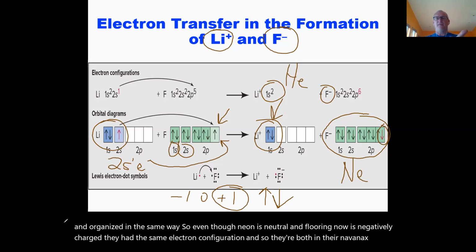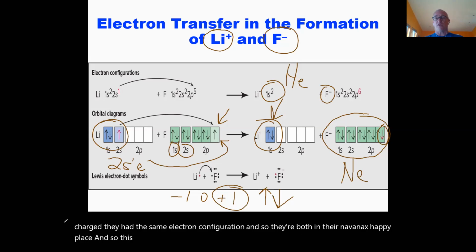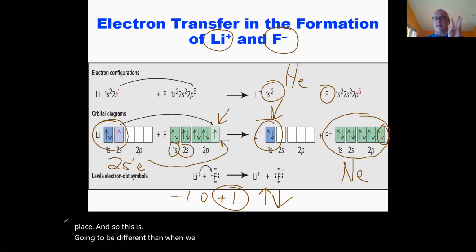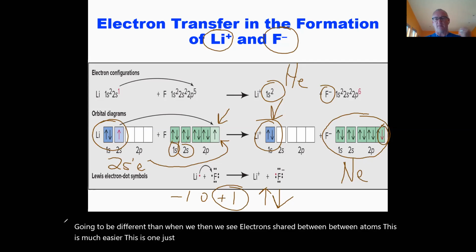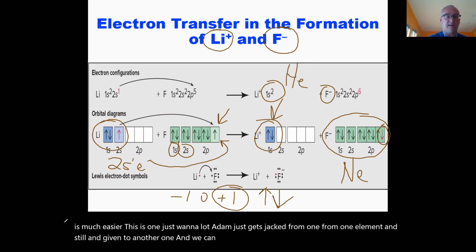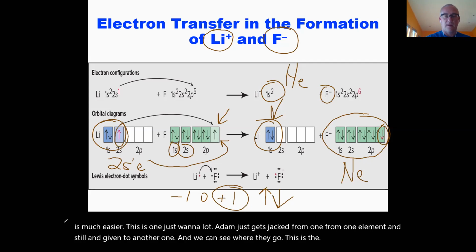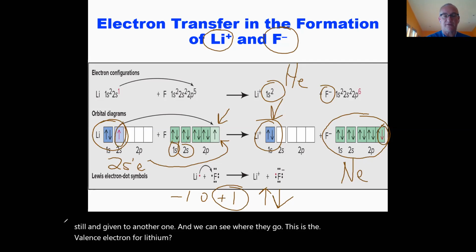And so this is going to be different than when we see electrons shared between atoms. This is much easier. This is one atom just gets jacked from one element and given to another one, and we can see where they go. This is the valence electron for lithium, and these are the valence electrons for fluorine.